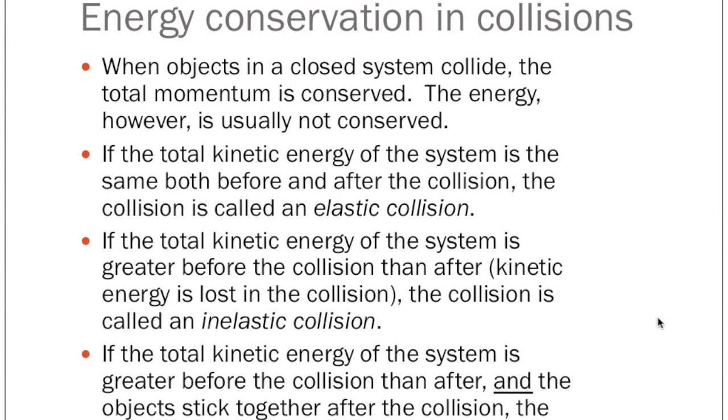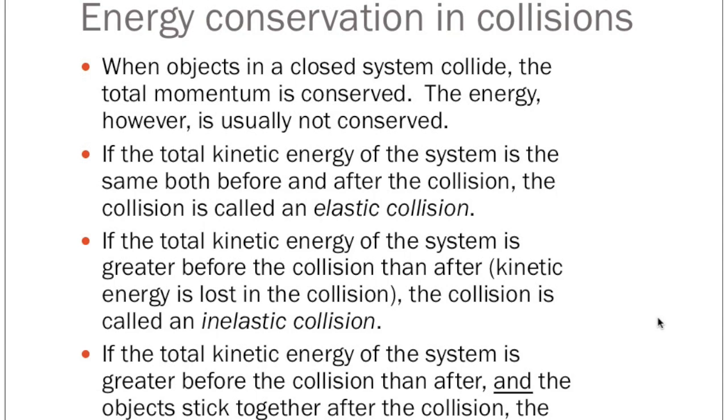So first, let's look at just how energy is conserved or not conserved in different types of collisions. Whenever we have objects in a closed system that collide, remember, a closed system is one where no energy is added to the system. It means if two objects collide with one another, while those two objects may transfer energy from one to another, there's no additional energy added from outside the system, and likewise, no energy leaves the system.